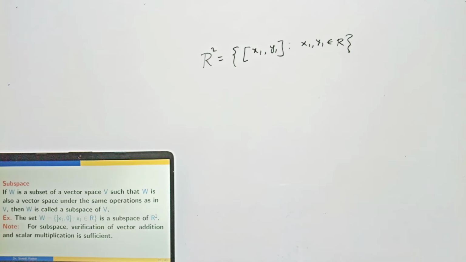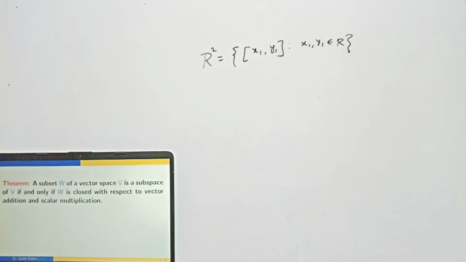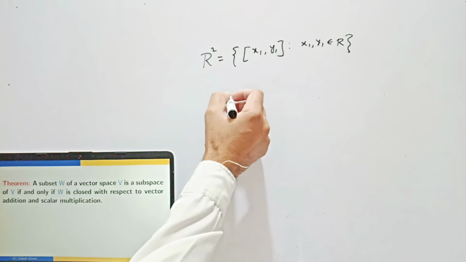To verify a subspace, it is enough to verify 2 properties. Instead of verifying 10 properties independently in W, verify 2 properties. What are those? Verification of vector addition and scalar multiplication is sufficient. Why? Because of this theorem. A subset W of a vector space V is a subspace of V if and only if W is closed with respect to vector addition and scalar multiplication. Means verify only two properties.